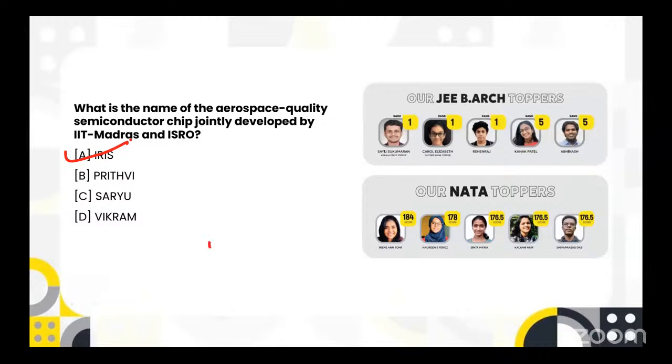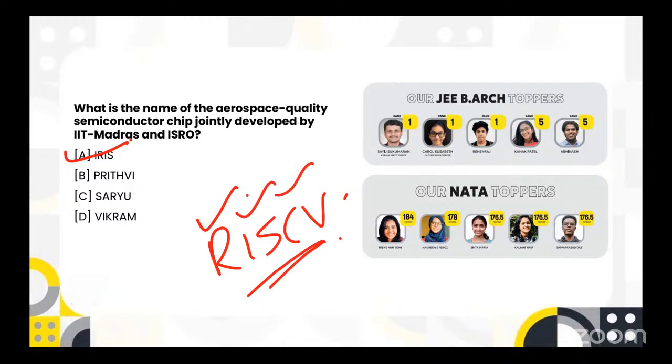Indigenous RISC-V controller for space application. RISC-V means reduced instruction set computer 5. So this is basically an open source instruction set architecture. For example, we can do custom processor designs and all will be there.